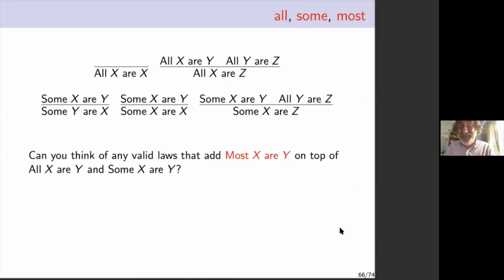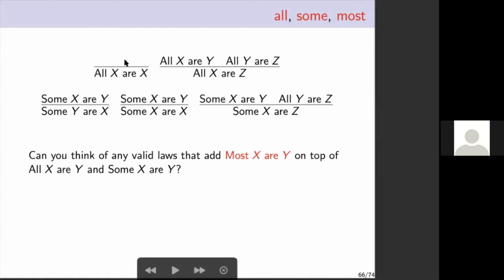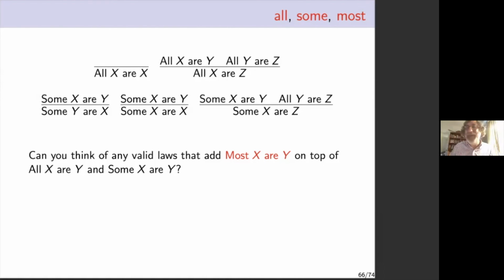Does anybody find any valid laws of logic? There are a few interesting ones. What do I mean by a law of logic? I mean something like this syllogistic thing: it should have one or two premises and a conclusion, and it should always be sound. You should be able to depend on it.